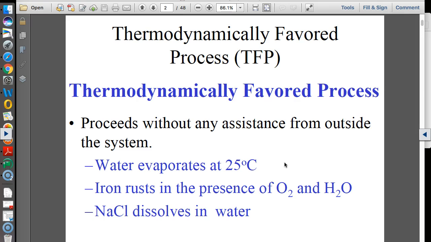So water is going to evaporate at 25 degrees Celsius. If that's room temperature and you have a cup of water, it will evaporate slowly over time. Iron will rust, water will dissolve sodium chloride. So those happen without outside intervention.